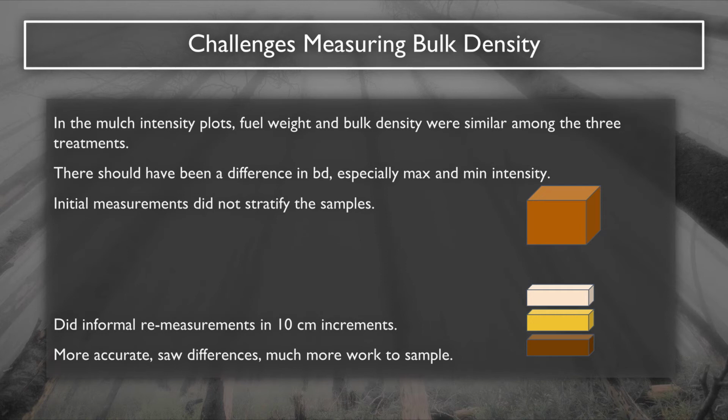Because of time constraints, we could only do some informal remeasurements where we collected samples in 10 centimeter vertical increments. This process resulted in a lot more time needed to collect the samples, but results suggested we could now differentiate between the treatments based on bulk density.